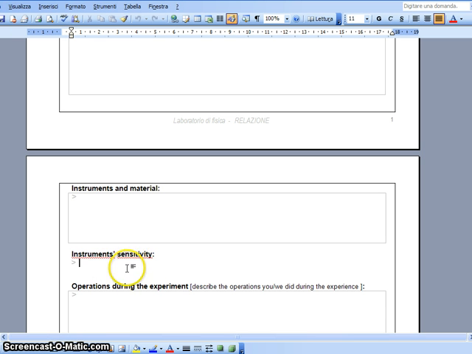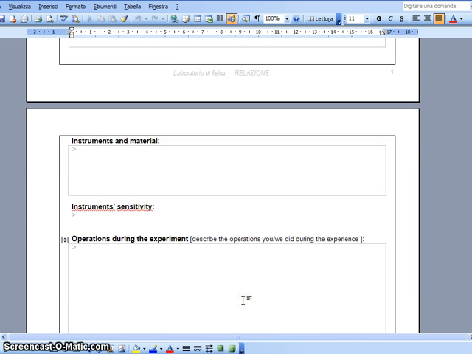For instance, the scale, the bilancia, has a sensitivity of 1 gram. The meter had a sensitivity of 1 millimeter. The chronometer had a sensitivity of 0.01 seconds.